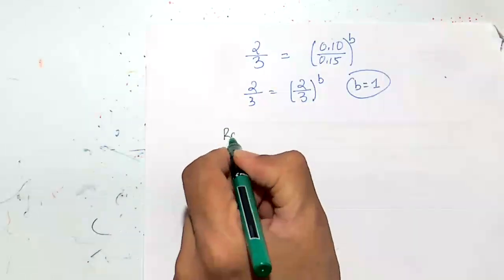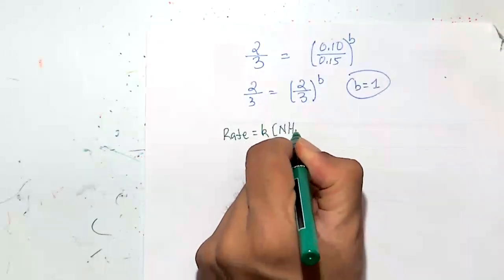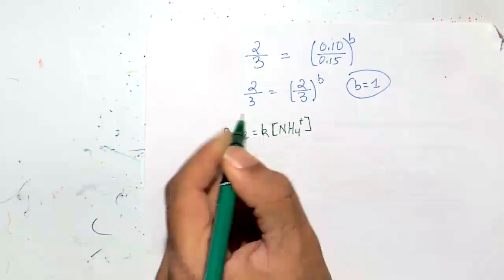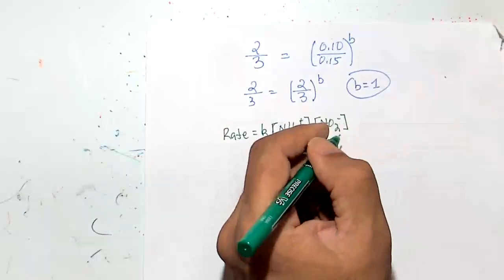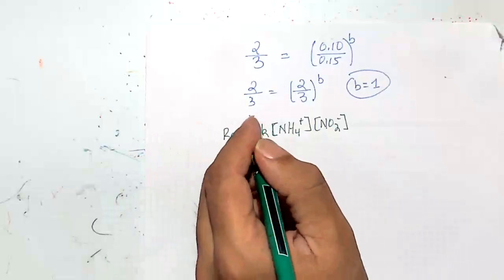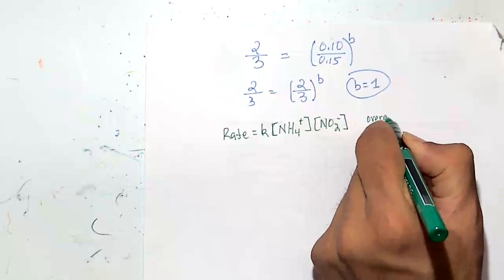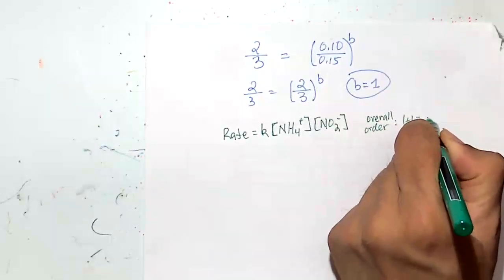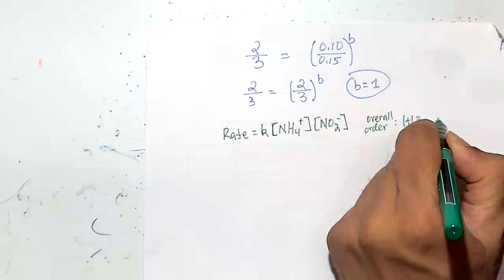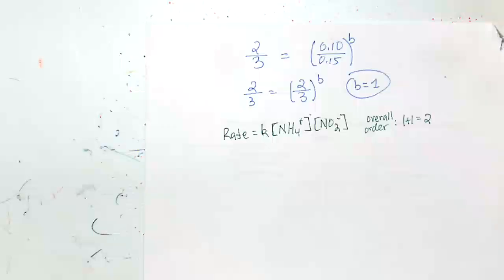problem here. Rate is equal to K times NH4 positive raised to the first power times NO2 minus raised to the first power. Okay, so this is not the answer just yet. By the way, the overall order of this reaction is 1 plus 1 is 2.